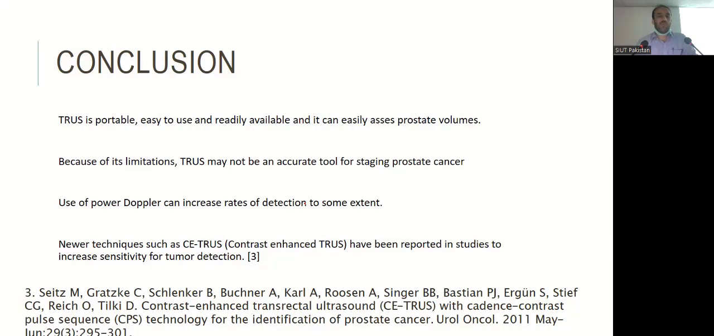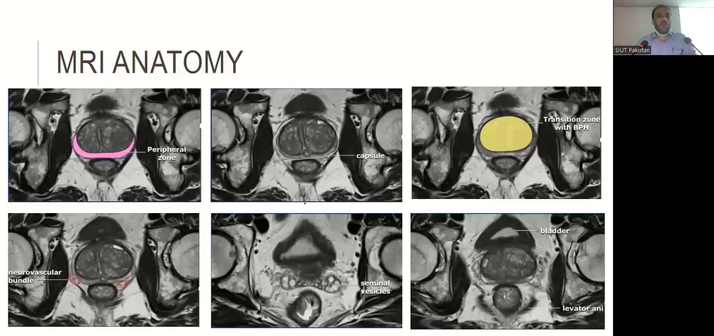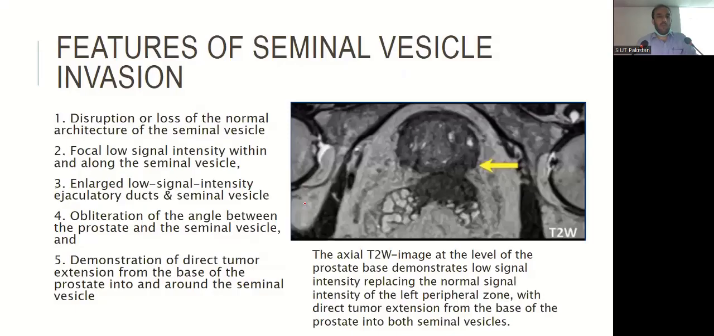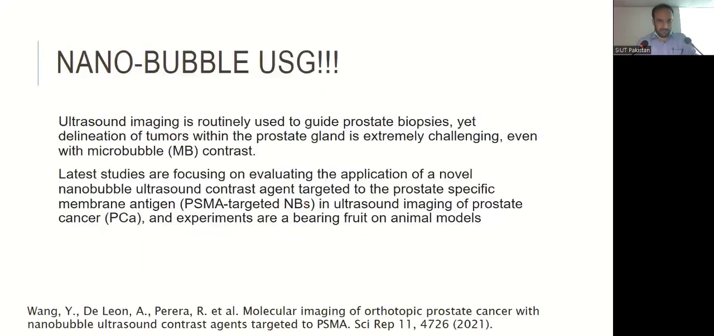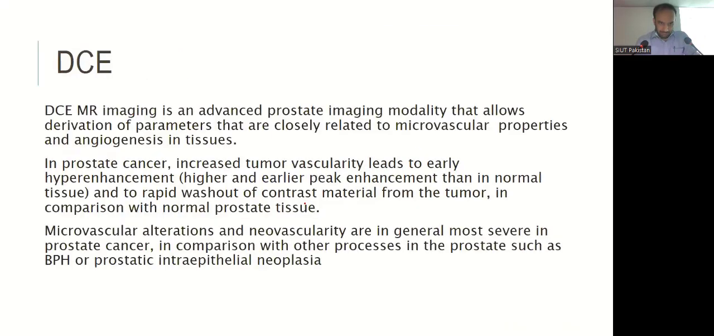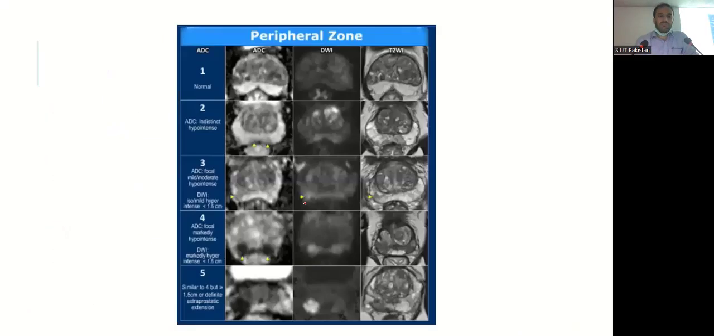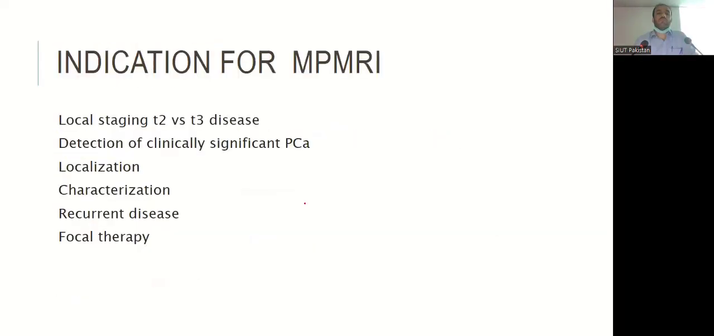These are techniques in which microbubbles are injected intravenously, similar to a CT scan, where IV contrast is given. Those prostatic lesions which are more vascular pick up the contrast, and that can increase the yield of detecting prostatic cancer. But they are still not available in Pakistan.